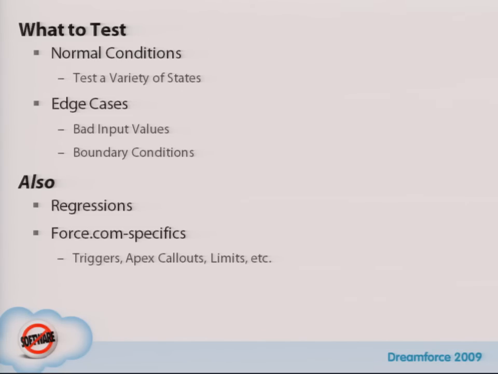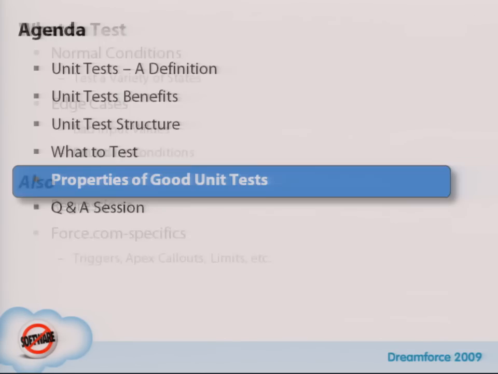And also some other things that are pretty specific to Force.com: Apex callouts, the way you handle that, and testing governor limits, also really important. That information is covered in a separate document, but it's linked from the session resource page. So great information there. I really encourage you to check it out, and you can reach it from our session resource page.